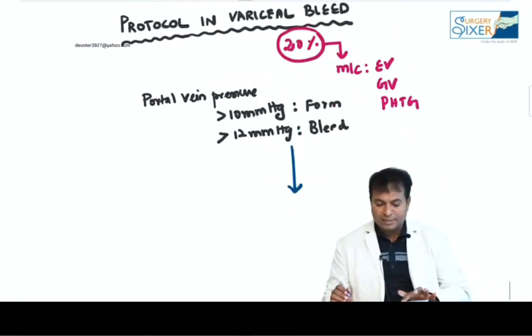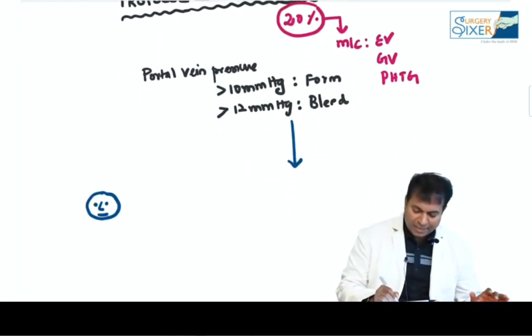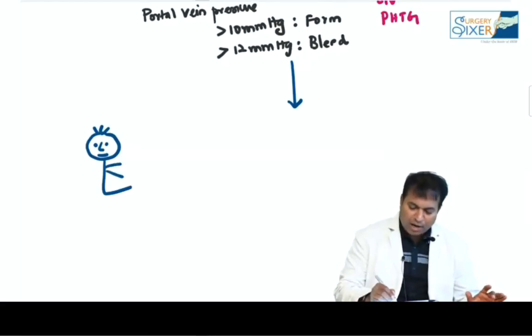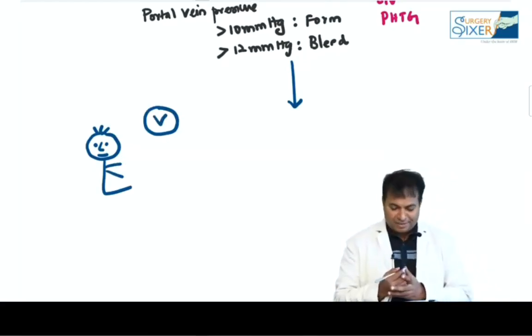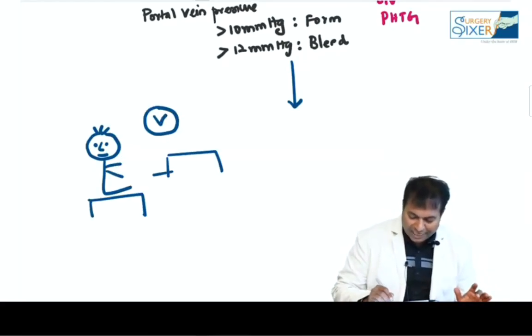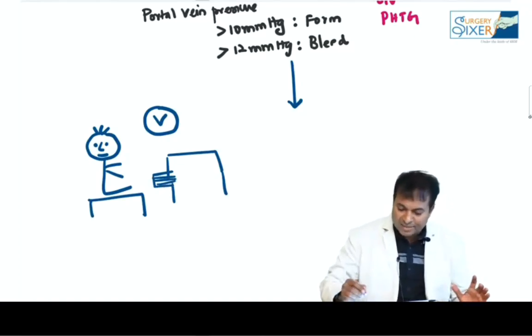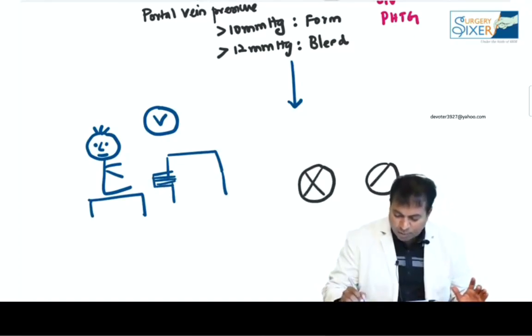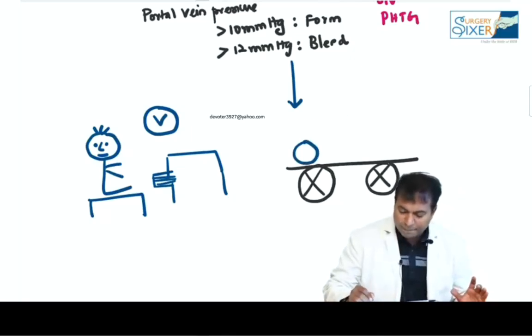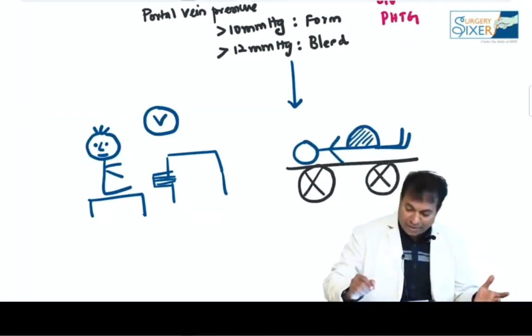So now let us discuss a protocol. You are a general practitioner sitting in your clinic. You are about to close the clinic. It is around 11 o'clock already at night. You are about to close the clinic and go home, and you are now counting the money collected that day. Suddenly, there is a stretcher entering your room, and a patient is shifted to your clinic. Mr. Ramu, a known case of DCLD. He is having ascites, and he is shifted to your clinic with a massive hematemesis.